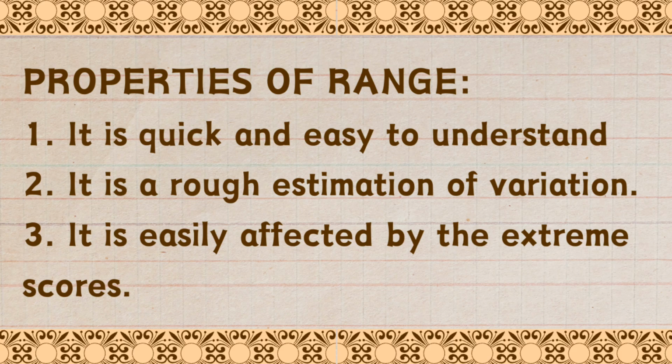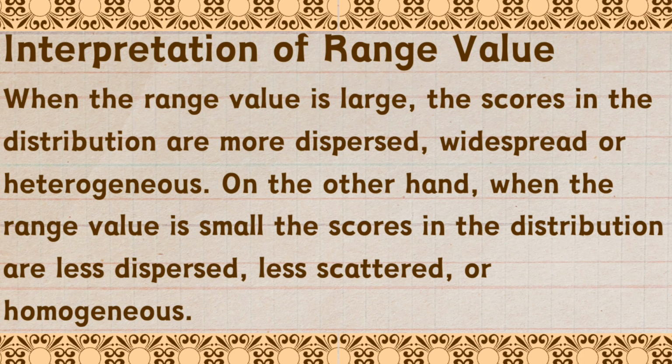Are you getting it? Properties of range. Number 1, it is quick and easy to understand. Number 2, it is a rough estimate of values. Number 3, it is easily affected by extreme scores. So here is the interpretation of the range value. When the range value is large, the scores in the distribution are more dispersed, or heterogeneous. On the other hand, when the range value is small, the scores in the distribution are less dispersed, less scattered, or homogeneous.